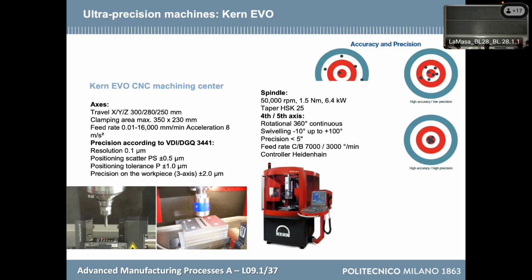Let's say the thing that is closer to the concept of precision is this scatter, the positioning scatter. It is telling me that if I tell the machine to go there many times, I have this distribution, this amplitude of the normal distribution. They should tell me if it is 1 sigma, 2 sigma, or 3 sigma. In any case, this is the distribution. It is the sigma.